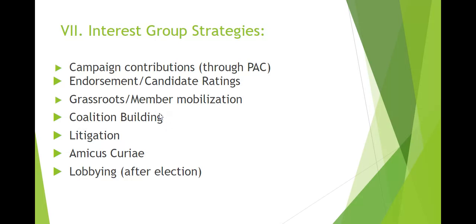Coalition building is when different interest groups that represent different policy goals work together toward one common goal. So different groups that may represent different constituencies working together toward one common policy goal. This is not a US example, but I happened to be listening to an interview with an activist in France who's representing a movement for racial justice in France.